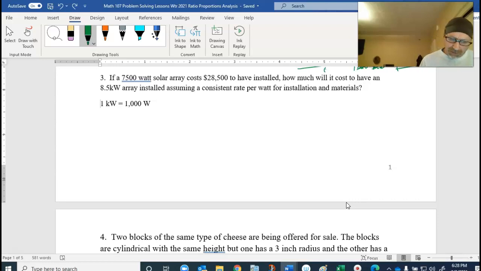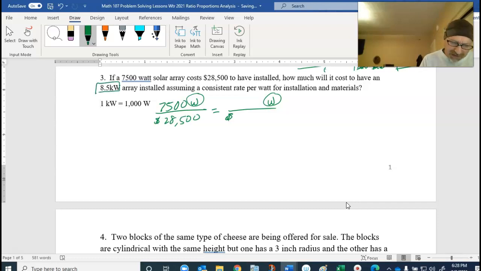So if we set up a proportion, we already know that 7,500 watts costs $28,500. So now we're going to have how many, right? We've got to have these units the same, watts compared to watts, and then dollars to dollars. So how many watts are we looking at? Well, this says 8.5 kilowatts. Since that's kilowatts, and this says watts to dollars, we can't put 8.5 in there because these have to be the same units. So we have to take that 8.5 kilowatts and convert it to watts.